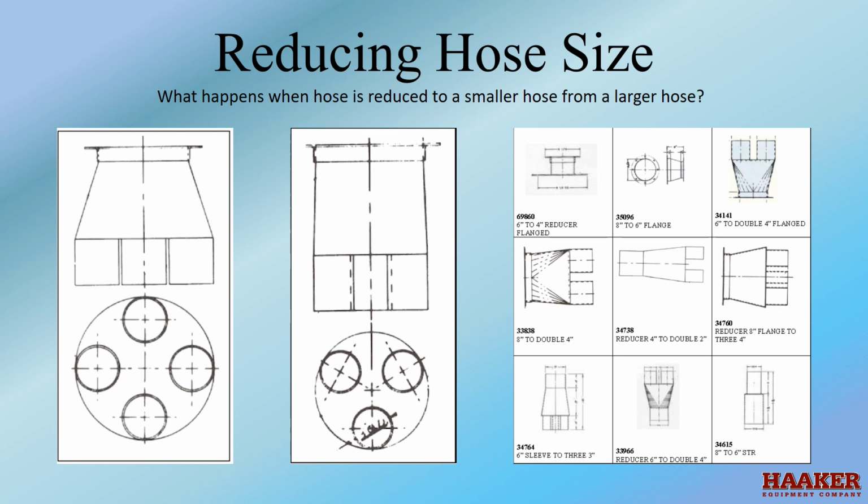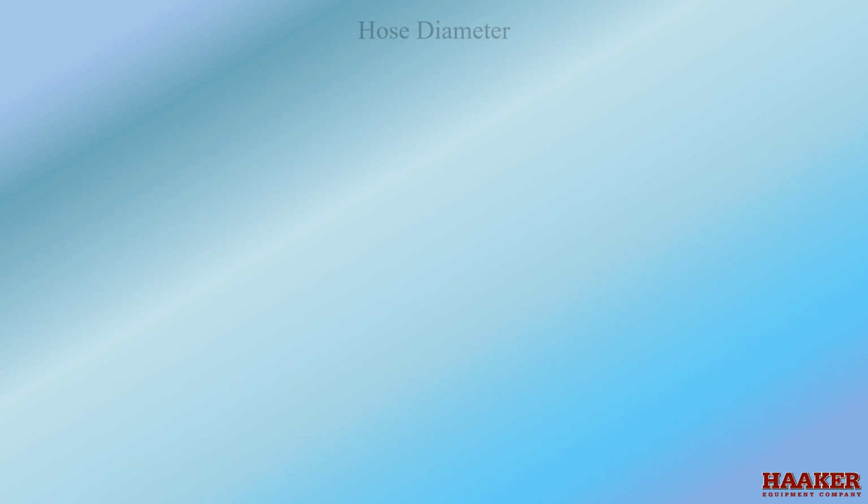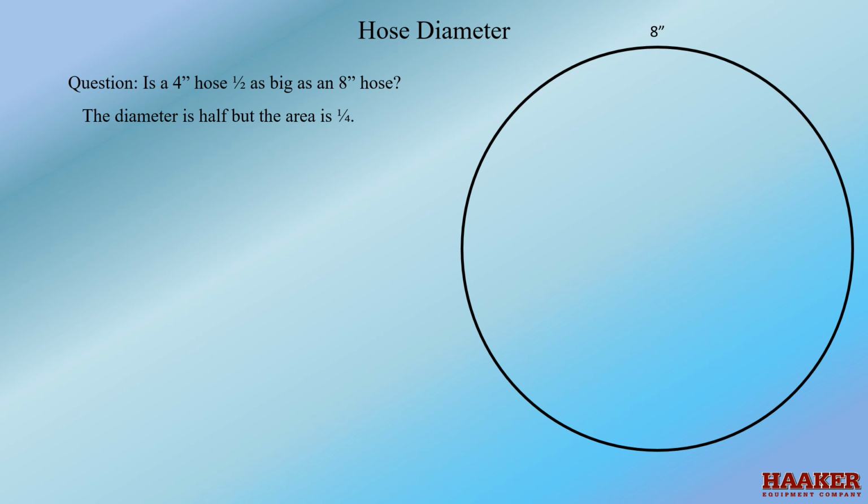Reducing hose size. What happens when a larger hose is reduced to a smaller hose? Hose diameter. Question: is a 4-inch hose half as big as an 8-inch hose? The diameter is half, but the area is 1/4. The formula for the area is area equals pi r squared.